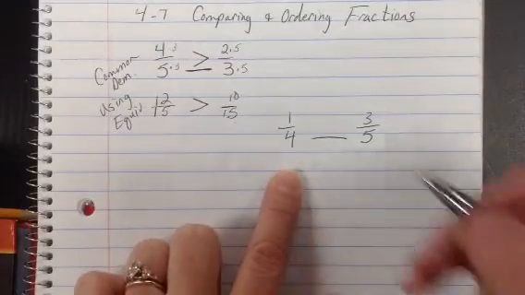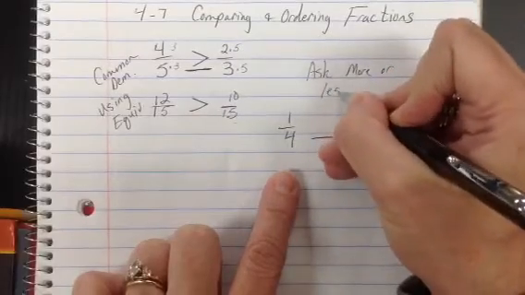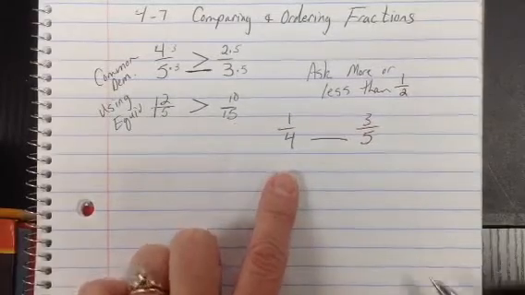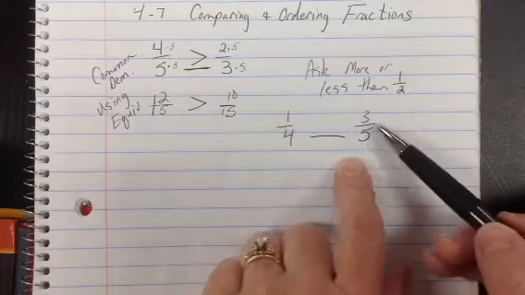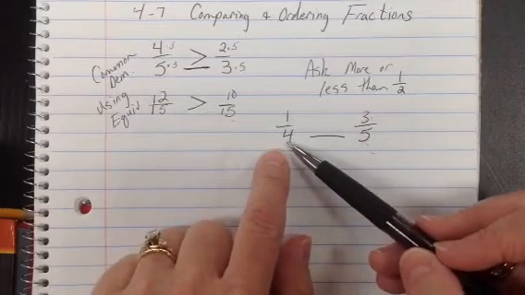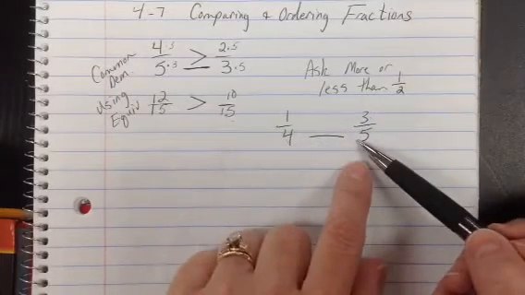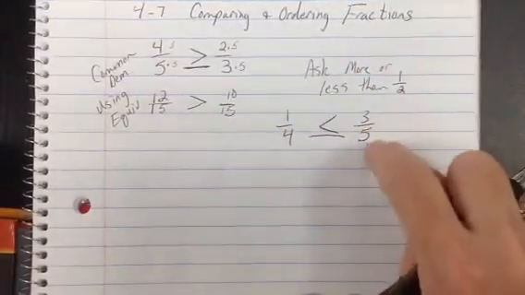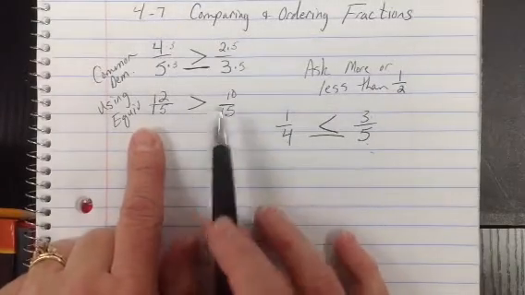Another method I can do, though, is just ask myself, is it more or less than half? A lot of times that will let you get through these questions. So what's half of 5? 2.5, right? So that means that 3/5 is more than half. What's half of 4? 2. That means 1/4 is less than a half. So if this fraction is more than a half and this fraction is less than a half, that means that this fraction is greater.